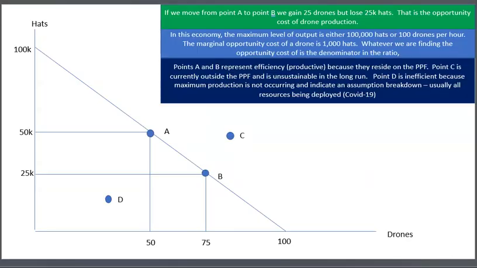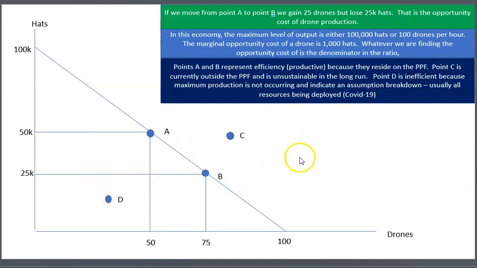Let's assume that we have an economy, and if it devoted all of its resources to producing hats, could produce 100,000 and produce 0 drones. If, on the other hand, all they did was produce drones, they could produce 100 with 0 hats. I've also got some various production points. Production A here, where they could produce 50,000 hats and 50 drones. Production point B, where they could do 25,000 hats and 75 drones.